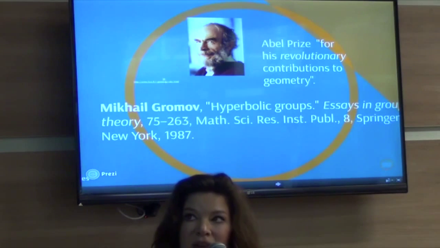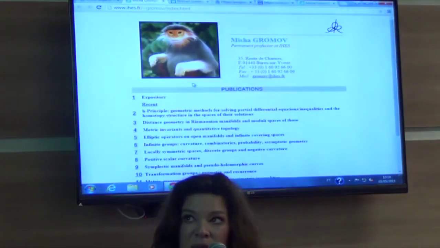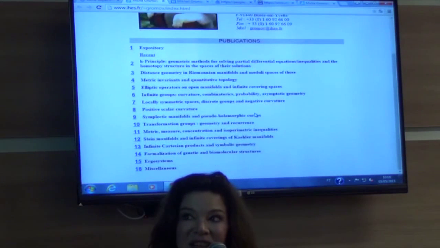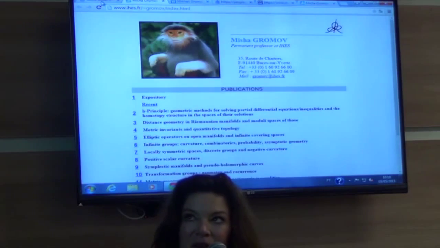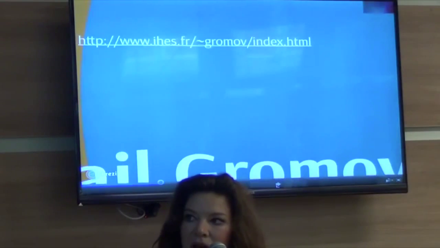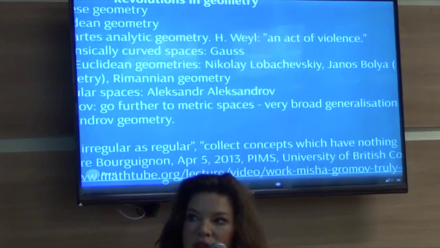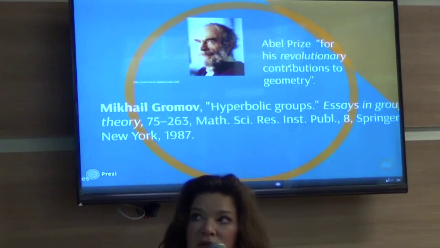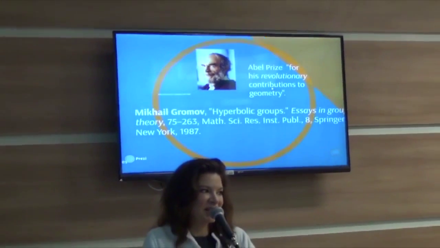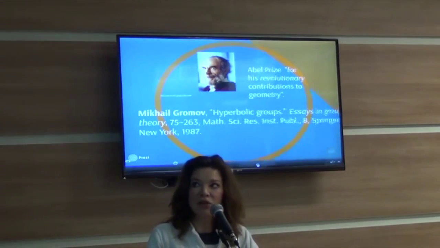Here is his website. This photograph usually appears when you Google him, and he has a very long list of groups of publications he has published. So you can take a look at what he has done. He has a Nobel Prize for his revolutionary contributions to geometry. So the case study is supposed to be quite a serious case study. Why revolutionary?